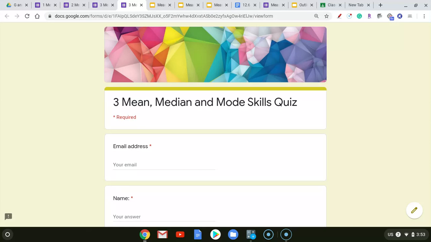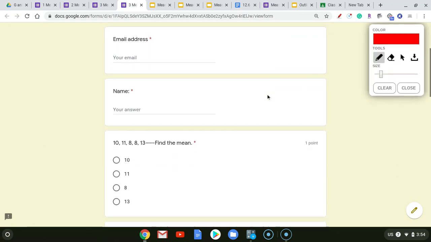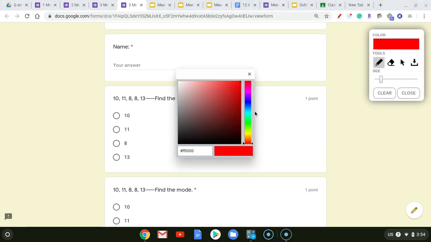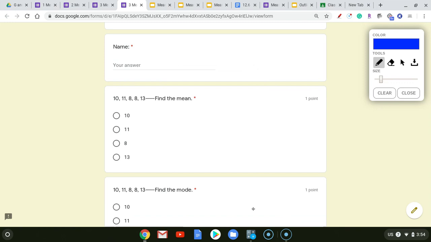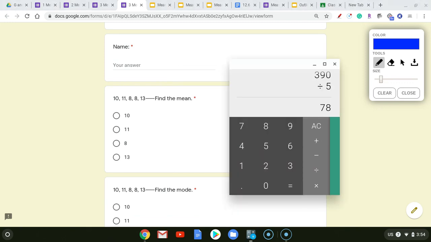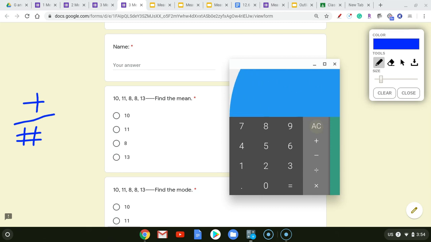These are answers to the number 3 mean, median, and mode skills quiz. So the first question says, find the mean of this set of numbers. Now, how do we find the mean? We add everything up, and then we divide by the number of values that we added up.